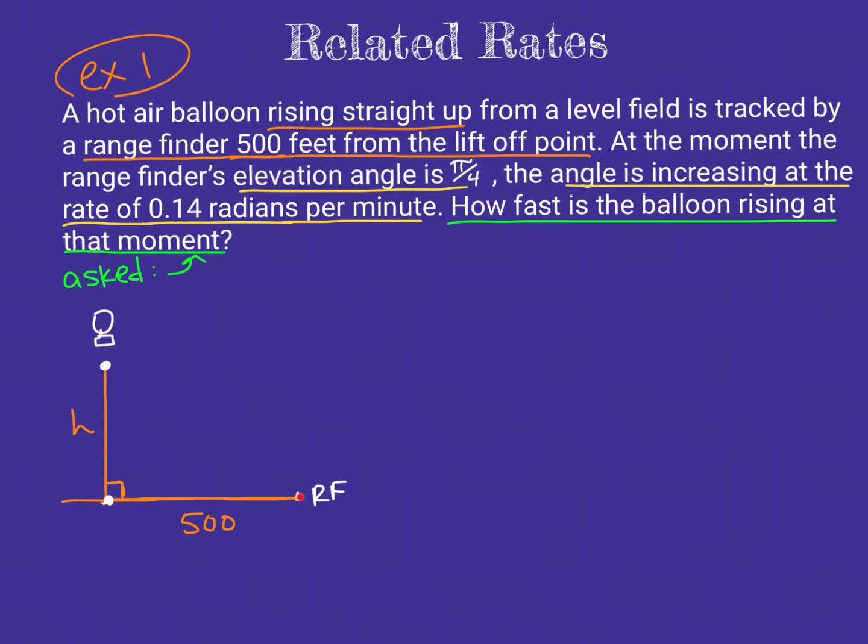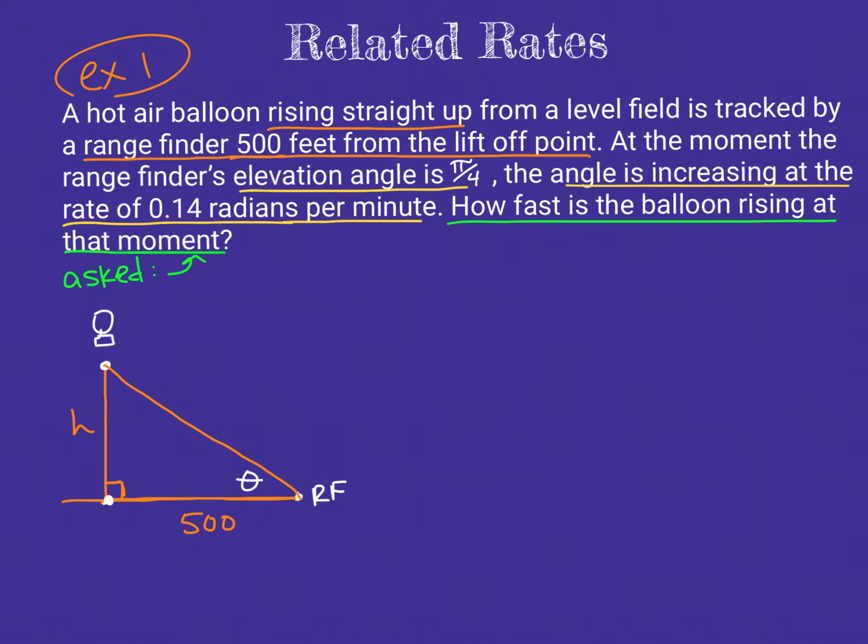Now, it looks like the moment the rangefinder's elevation angle is pi over 4. An elevation angle means from the ground up. So I'm going to draw this right here, and we've made a right triangle. And inside, this is the angle that changes, so I'm going to label it with a theta there, which is how we normally talk about angles.